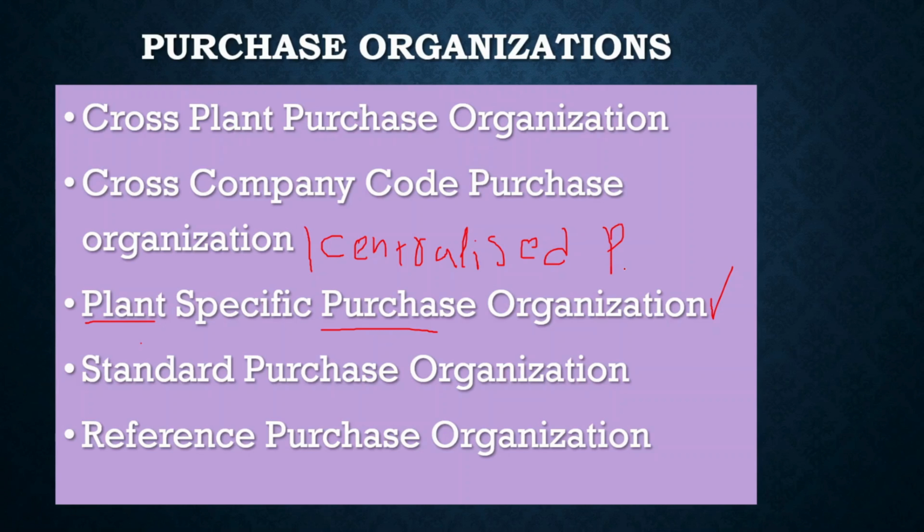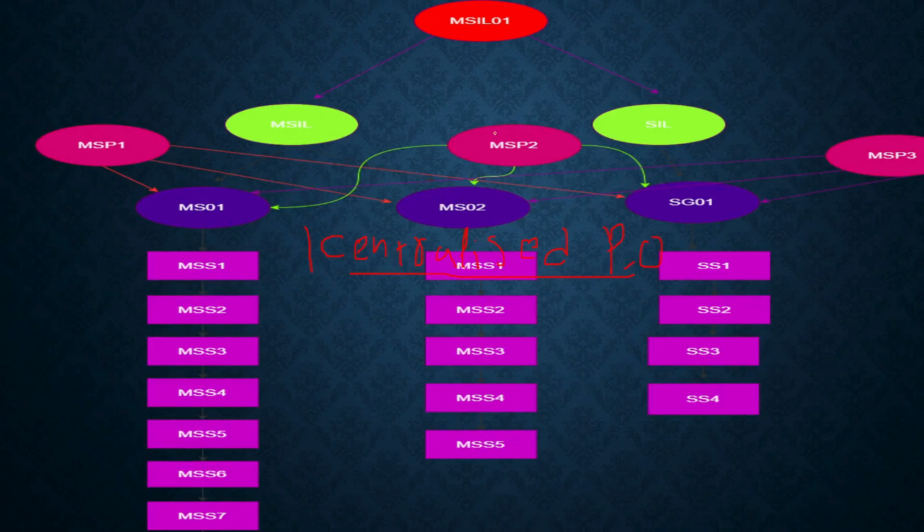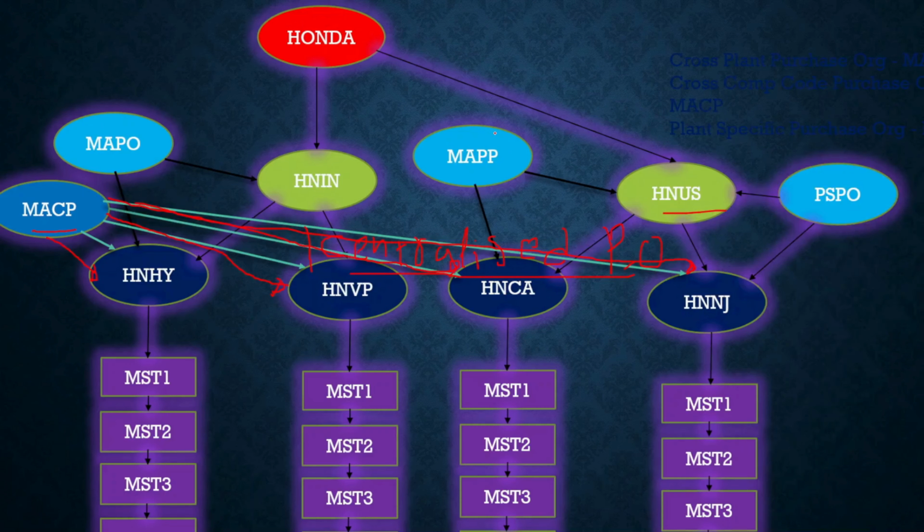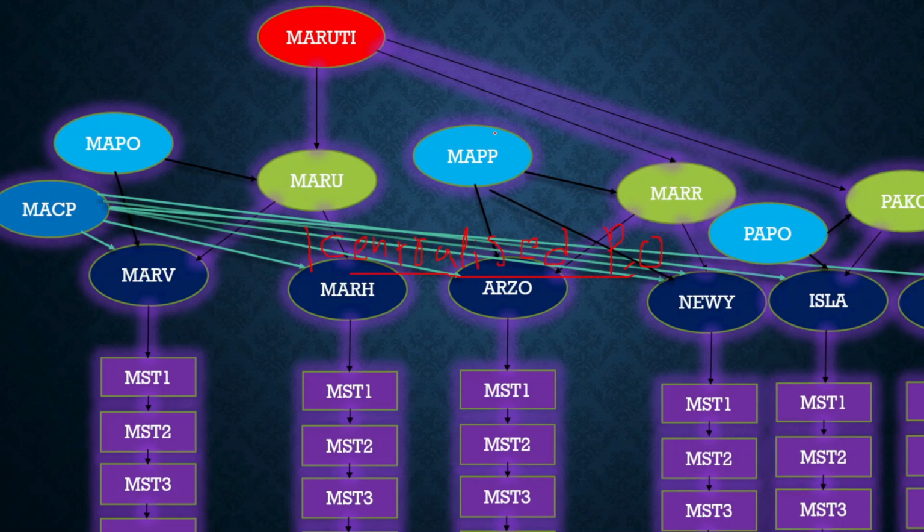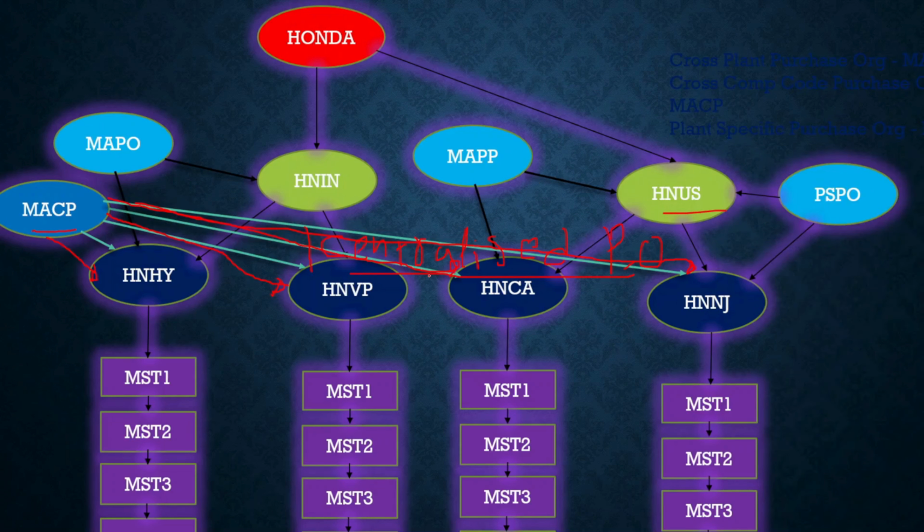Centralized purchase organization. Okay, so it's a cross company code purchase organization, or centralized purchase organization. It's not a cross plant purchase organization. Why, sir? Why? The reason is, it's coming on all slides, it's a centralized purchase organization.